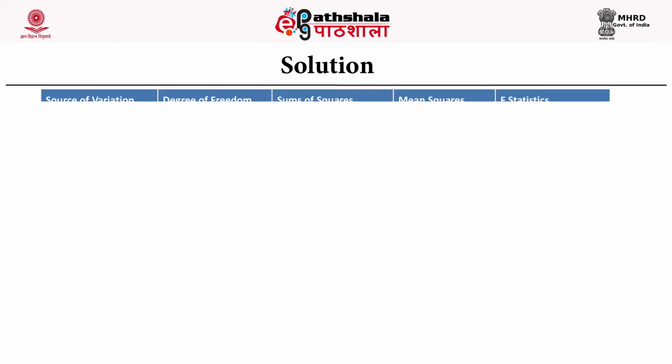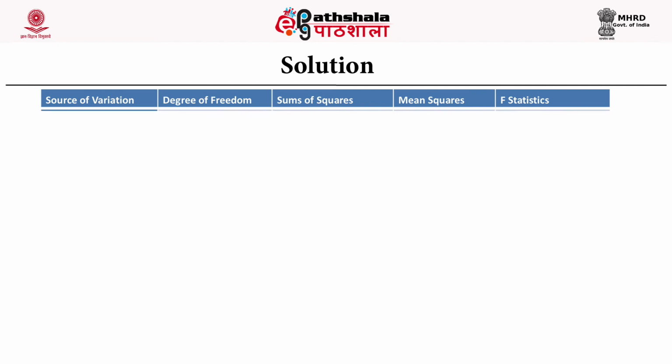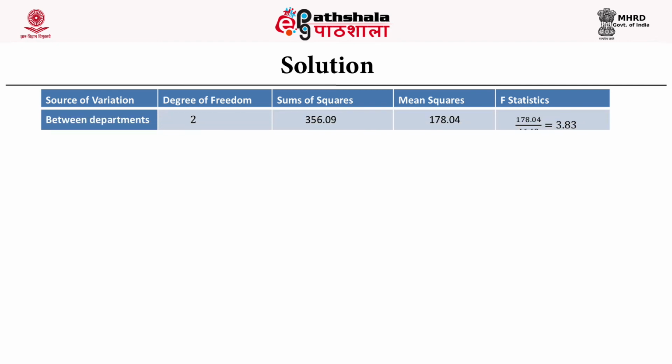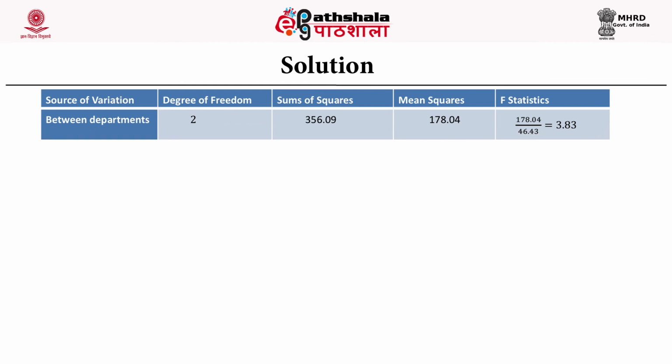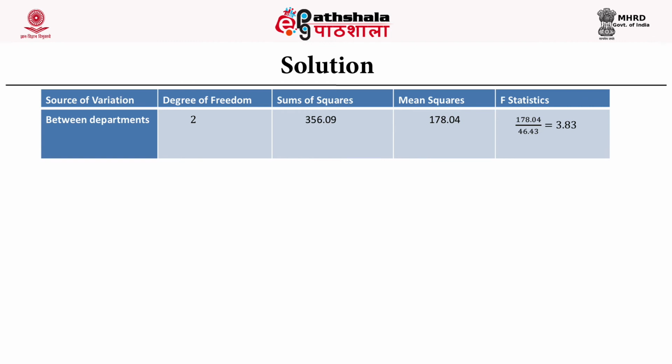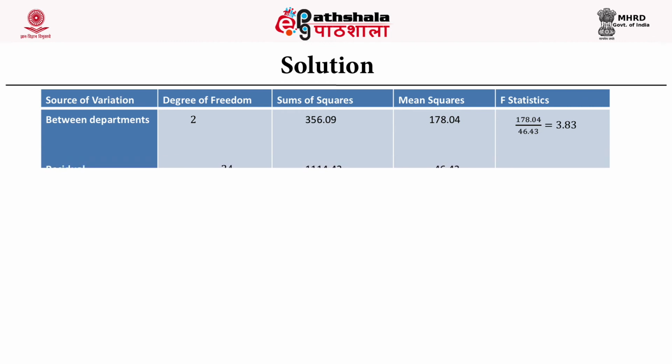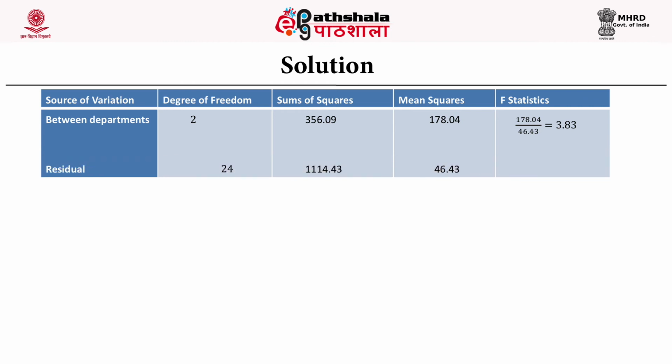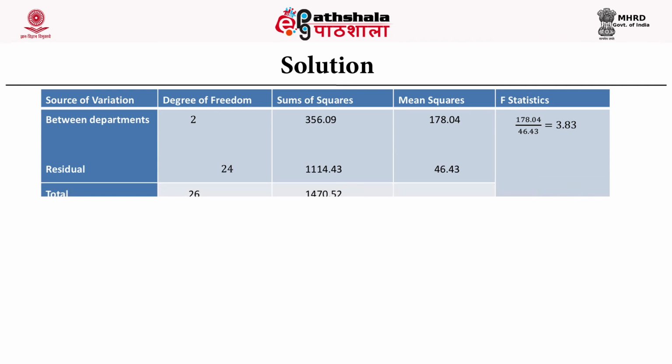So the solution is represented in table number 3. As we know that we have 3 groups, the degree of freedom for between departments comes to be 2, and after putting the values in the formula for the sources of variation, we get the results as given here, and the F statistic value comes out to be 3.83. Hence we have the null hypothesis H naught: tau 1 is equal to tau 2 is equal to tau 3 is equal to 0.